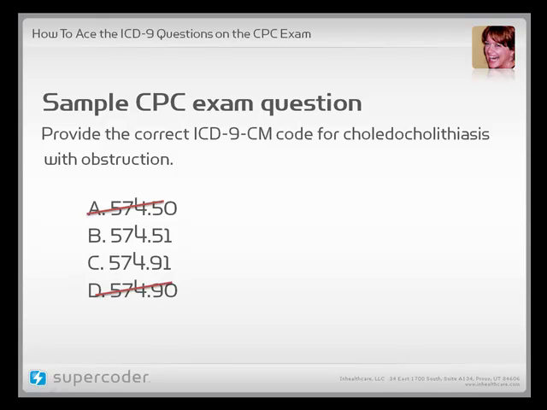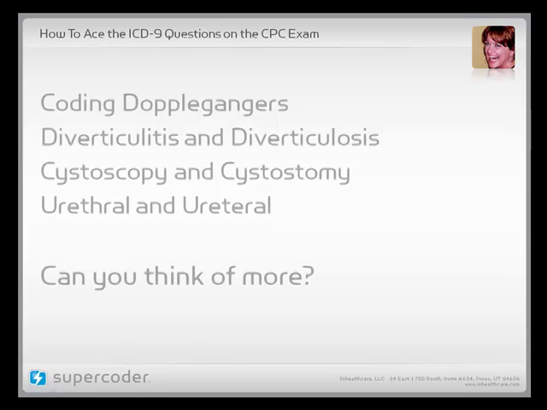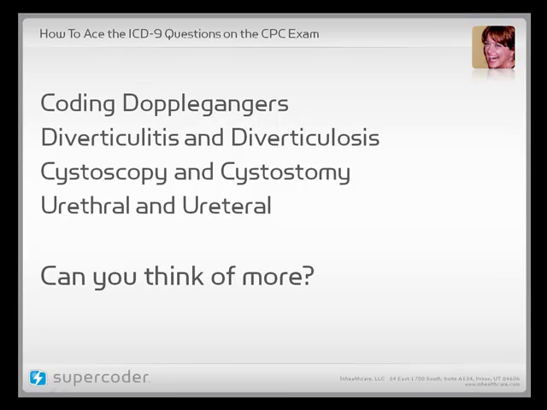Another thing, when I was prepping my ICD-9 manual for the exam, I also underlined what I call coding doppelgangers. A doppelganger is a word that's nearly identical to another word, but different enough to make you choose the incorrect answer. An example from digestive system coding is diverticulitis and diverticulosis. Or from urology, cystoscopy versus cystostomy. Or urethral versus ureteral. So when you're studying your ICD-9 coding manual before the test, underline the ends of these doppelganger words when you see them so you can be sure you're paying attention to the differences when you're looking at them up during the test.